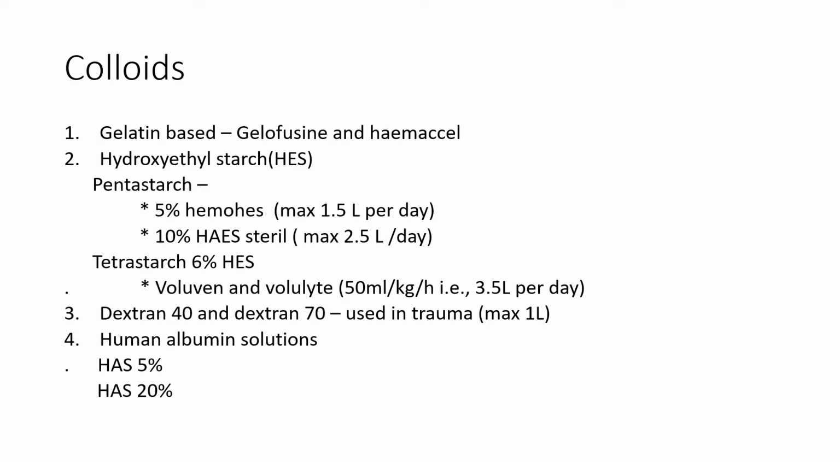The other type of colloids is dextran 40 and dextran 70, which are used in trauma. A maximum of 1 liter per day can be used. And human albumin solutions, that is 5% and 20%, can also be used as volume expanders. They are mainly used in sepsis.